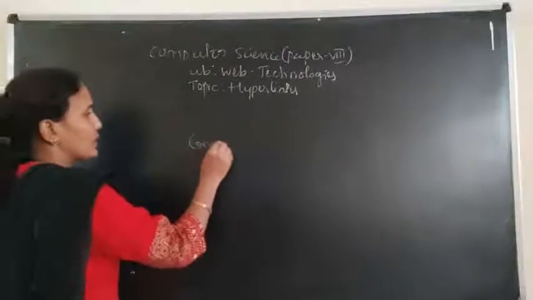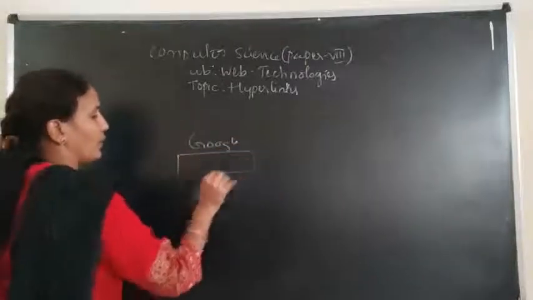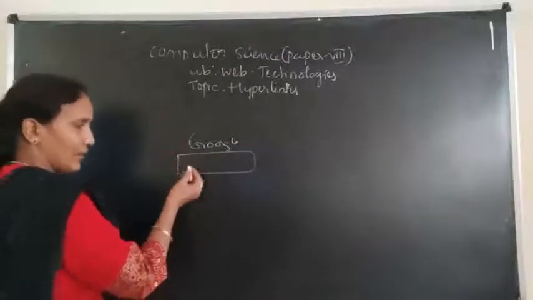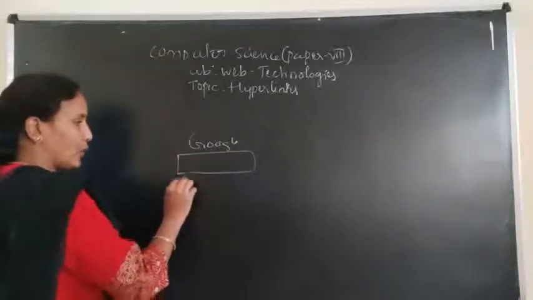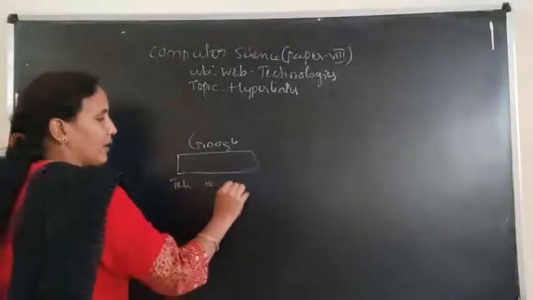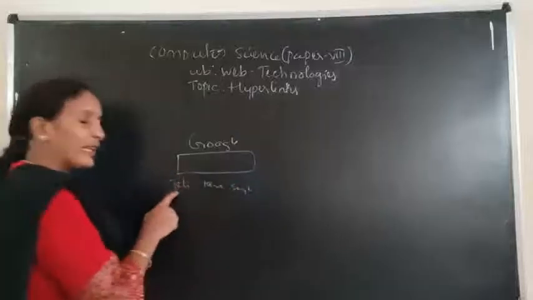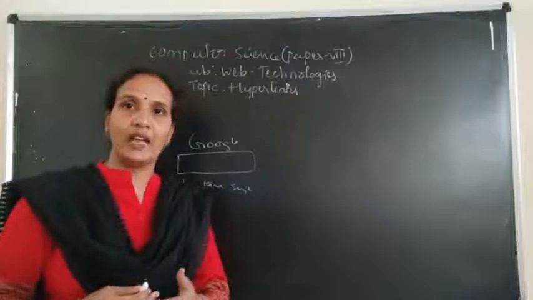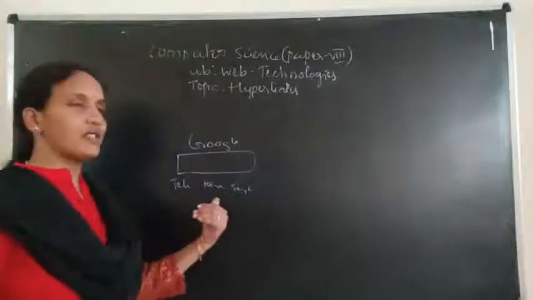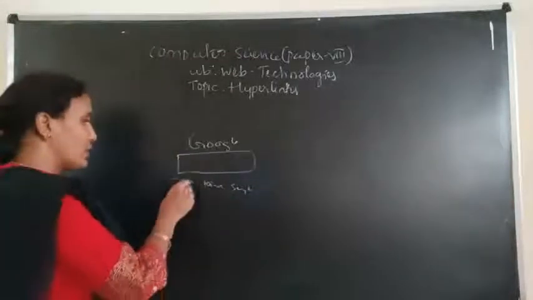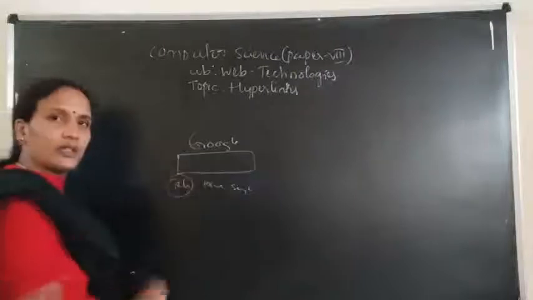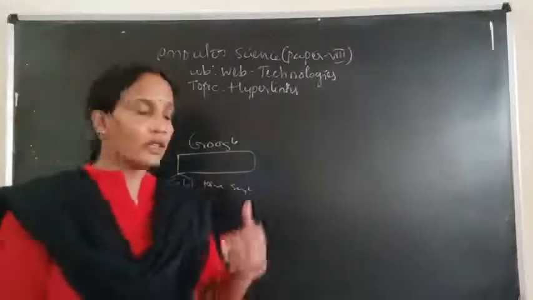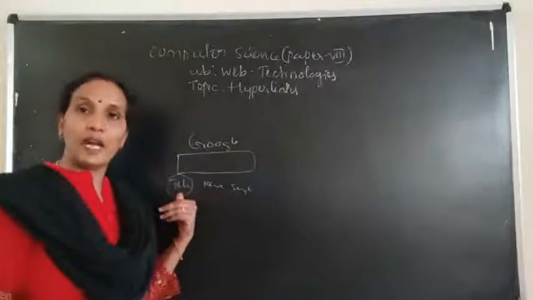When you search something on Google, below this you get Telugu, Hindi, English like this. So when you click on this, what happens? You will move from the current language to the language you have selected. Your web page will be displayed in the Telugu language. So here this Telugu is nothing but the hypertext.